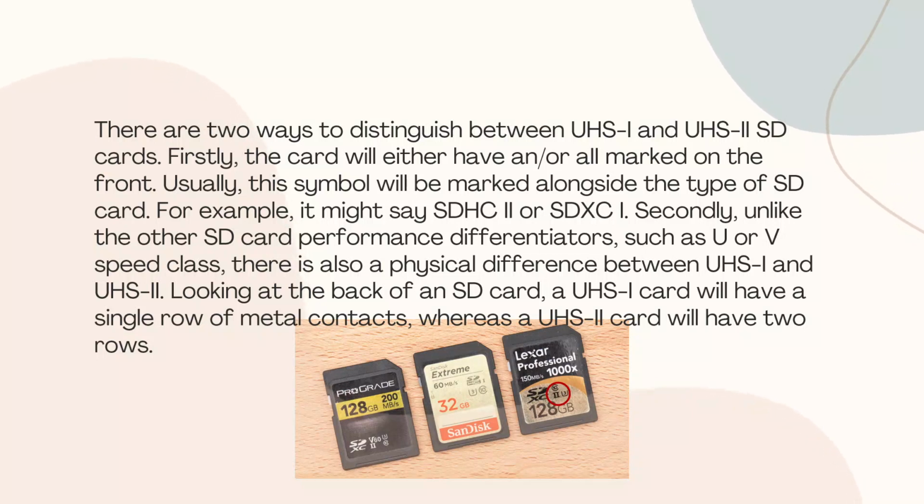Usually this symbol will be marked alongside the type of SD card. For example, it might say SDHC2 or SDXC1. Secondly, unlike the other SD card performance differentiators, such as U or V speed class, there is also a physical difference between the UHS1 and UHS2. Looking at the back of the SD card, a UHS1 card will have a single row of metal contacts, whereas a UHS2 card will have 2 rows.